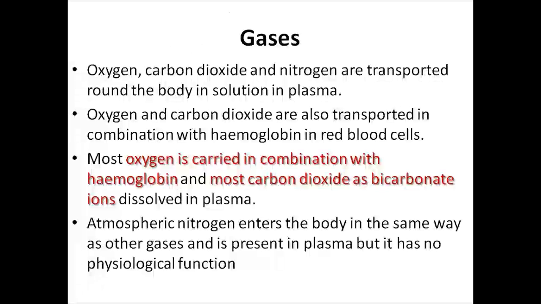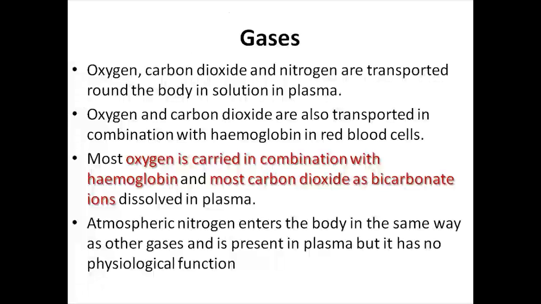But for the specified gases like oxygen and carbon dioxide, we see that they are transported with a specified molecule within the cellular content of the blood. For this case, we are speaking of hemoglobin. Oxyhemoglobin or carboxyhemoglobin is the compound form in which these gases are transported. So most oxygen is carried in combination with hemoglobin, and most carbon dioxide is carried as bicarbonate ions dissolved in plasma.